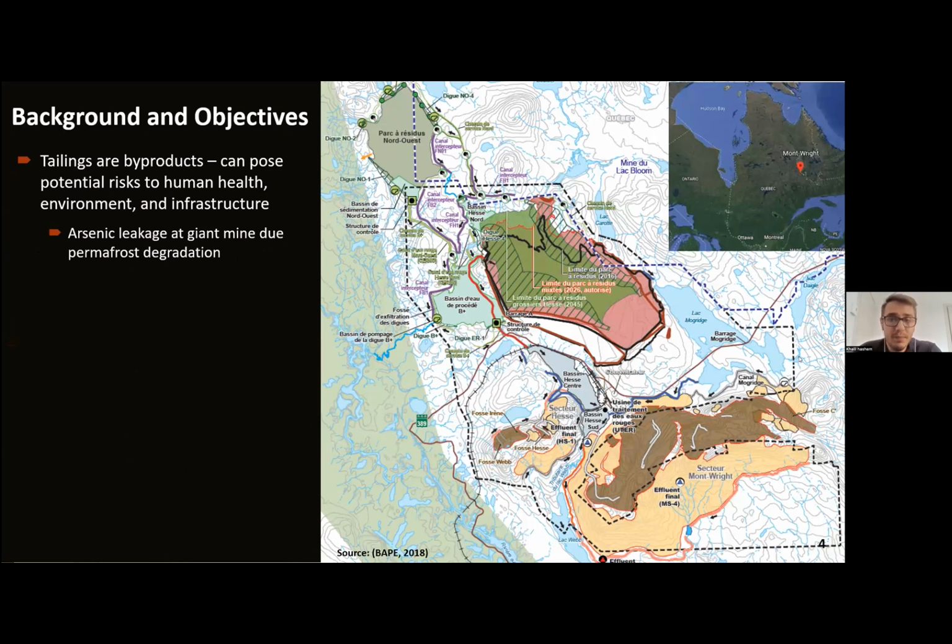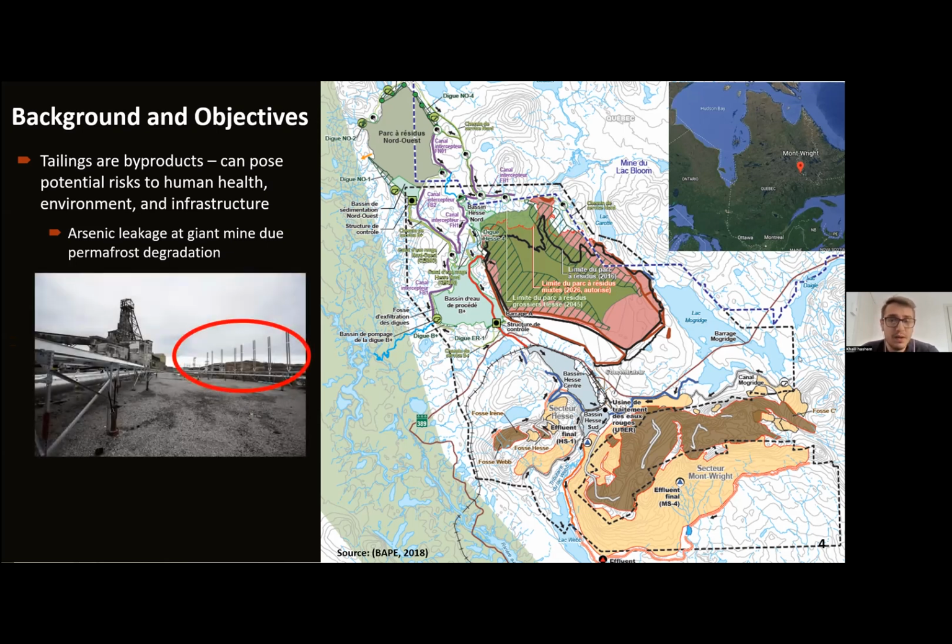So as for the tailing management facilities, first, tailings are defined as the byproducts and wastes that are generated by the mechanical and or chemical processes after extracting the desired ore from a processing plant. And in general, tailings can impose several risks that can impact the human health, the infrastructure, and the environment if not managed properly. For instance, there was arsenic leakage from the Giant Mine tailings, and it happened mainly due to the permafrost degradation. And as we can see from the figure on the left-hand side, thermosiphons are being used as an adaptation strategy to freeze and seal the tailings and therefore prevent the leakage.